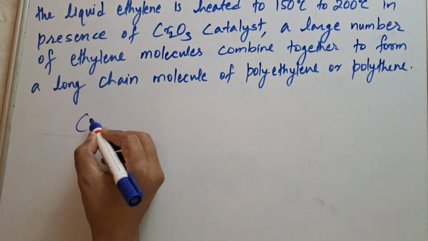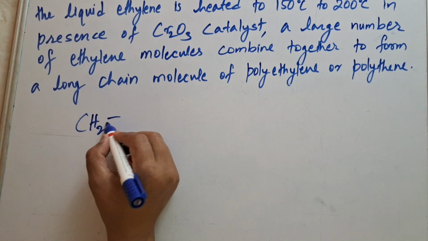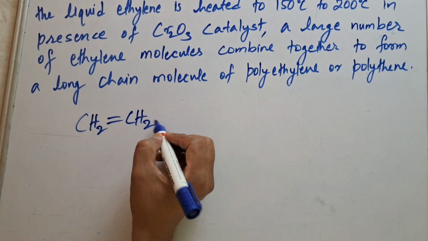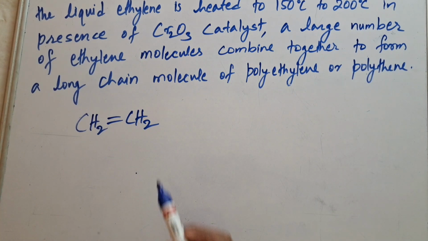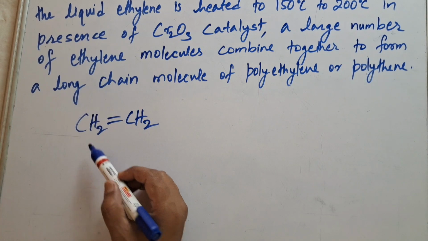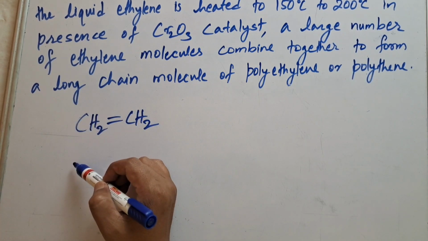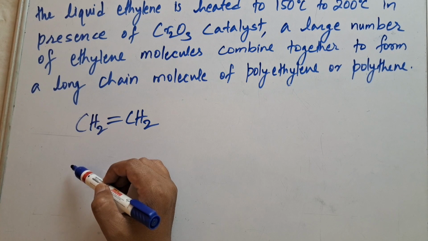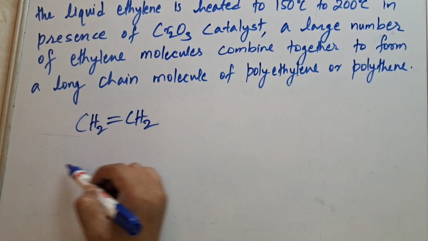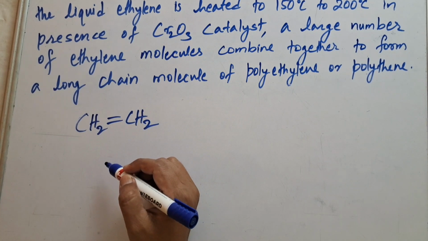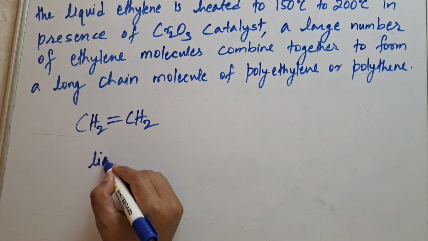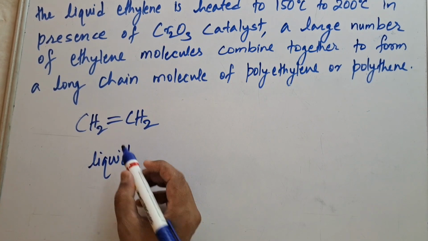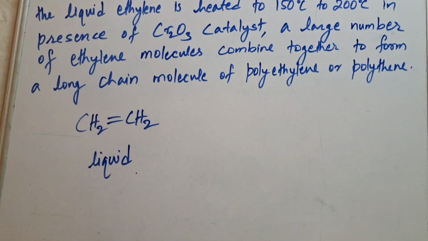Okay, CH2 double bond CH2. This is ethylene, isn't it? C2H4. 2 plus 2, 4. Okay, ethylene is a gas, isn't it? Gaseous ethylene is first liquefied by applying a pressure of 1500 to 2000 atmospheres. Okay, when this gaseous ethylene is applied pressure of 1500 to 2000 atmospheres, this gaseous ethylene becomes liquid ethylene.